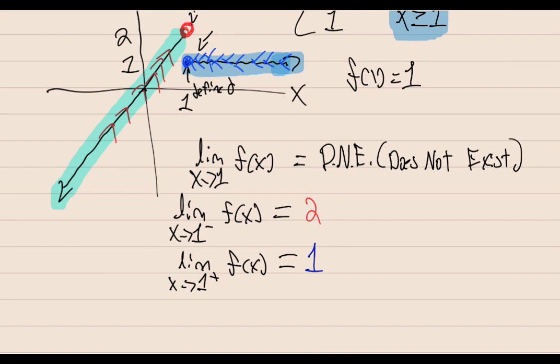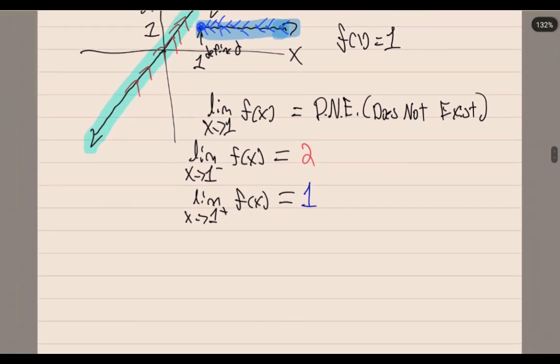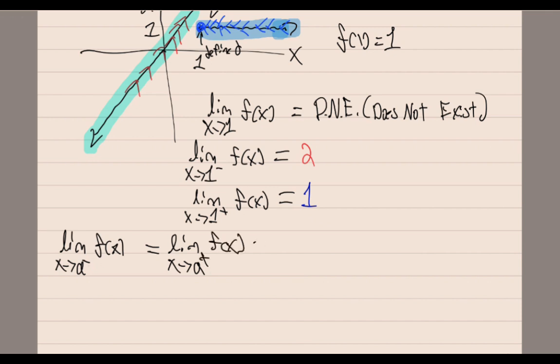So that's pretty nice. It suffices to say that if the limit from the left of our function is equal to the limit from the right of our function, then we can say that the limit exists in total.